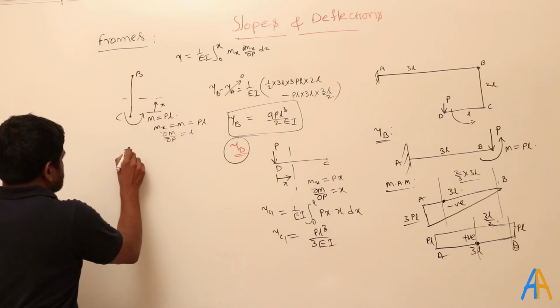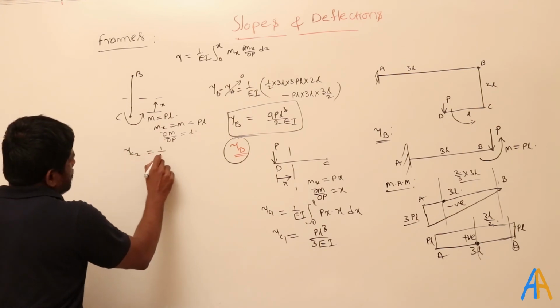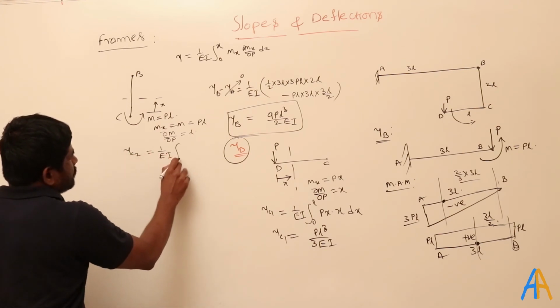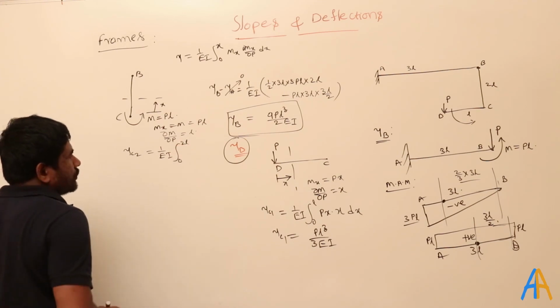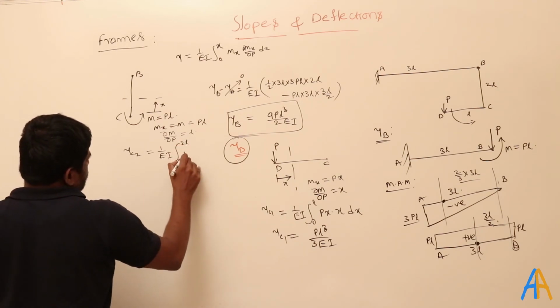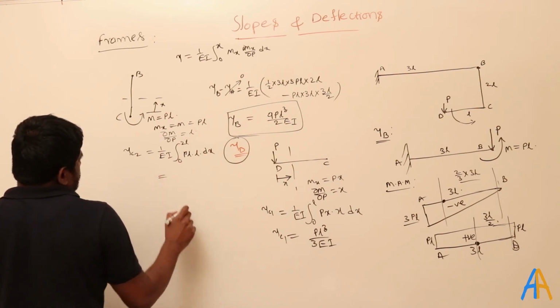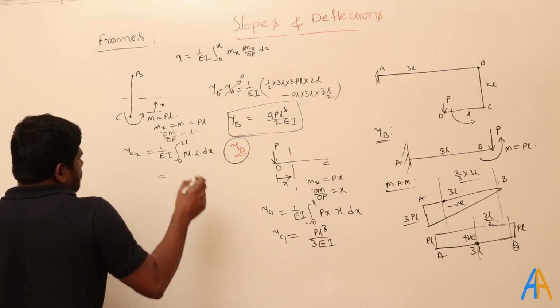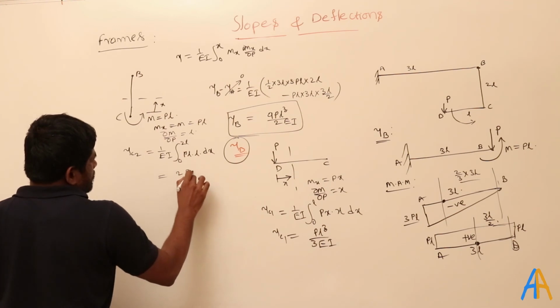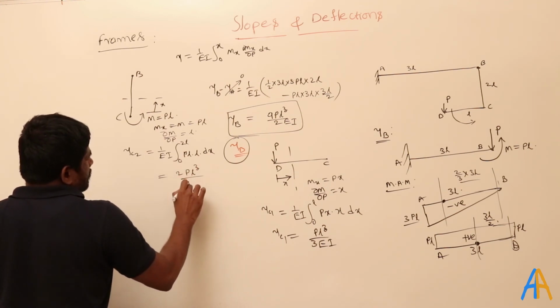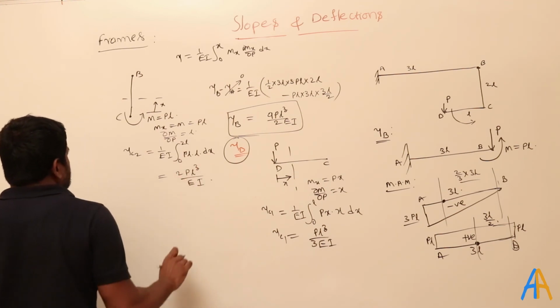So if I substitute this, yc2 is 1 by EI integral 0 to 2L, the length is 2L here. So PL into L into dx. Then if I substitute x equal to 2L after integration, it will become 2PL cube divided by EI. This is the value.